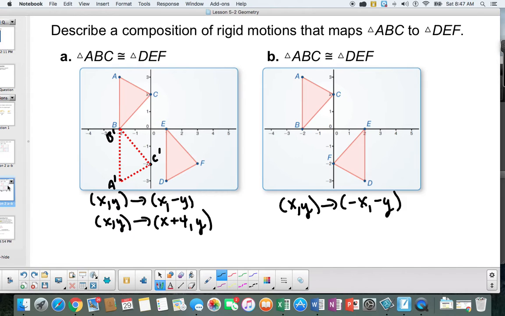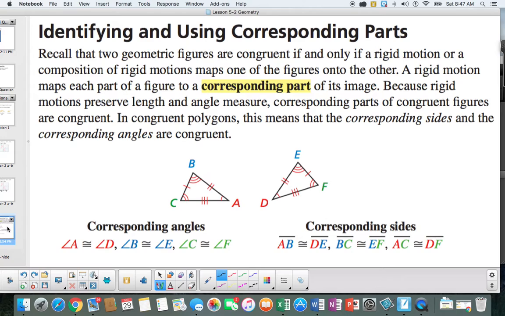Now here are the answers. I went ahead and drew the reflection a little better, and here is the reflection rule, and then here's the translation rule. And this one just needed one rule. It was the 180-degree rotation. All right, so one more time.